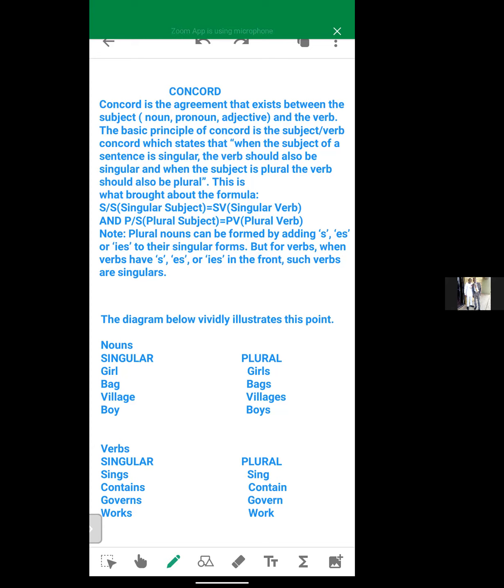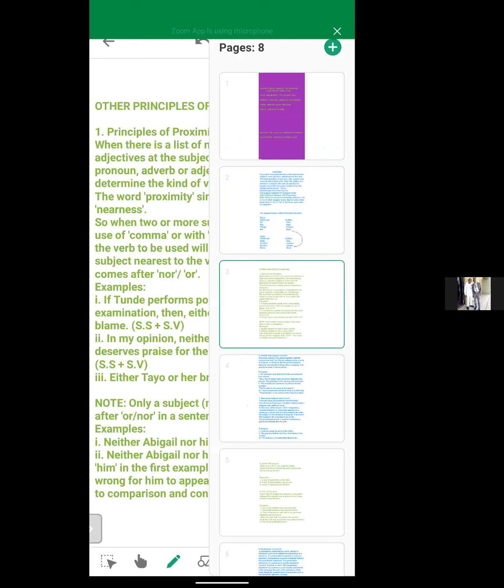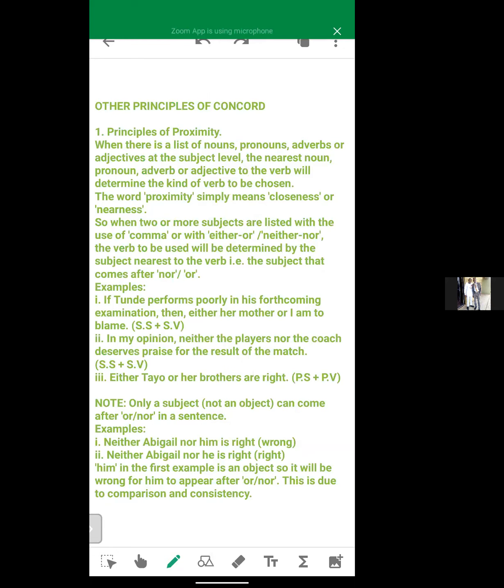Now let's take the plural of this. The boys govern the class. The boys govern. So this is plural and it must take a corresponding plural verb. So those are examples of the basic principles. All right, so let's move to the other principles. So let's see other principles of concord, where we have first, that's number one, the principle of proximity.